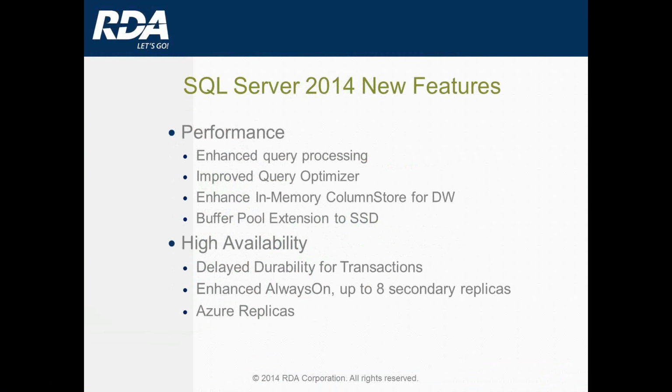From a high availability perspective, previous versions had 4 secondary replicas. It's now enhanced to be increased up to 8. There's delayed durability for transactions. What this means is control is returned back to the client before the transaction log is written. So that'll help with your application performance by giving control back and maintaining the transaction on the database side.